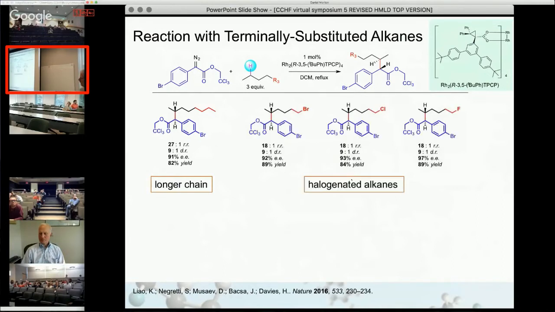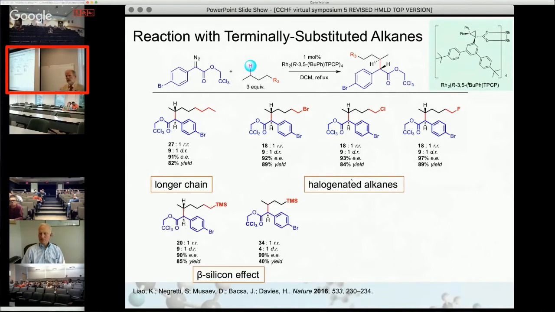Next slide, please. The chemistry can be carried out in the presence of halogenated alkanes, and you can see again it goes cleanly for the C2 position, and the halogens basically protect that whole chain from undergoing functionalization. Next slide, please. The silicon groups are an interesting group because we all know that you have the beta silicon effect, which means that the beta carbon to silicon stabilizes positive charge buildup.